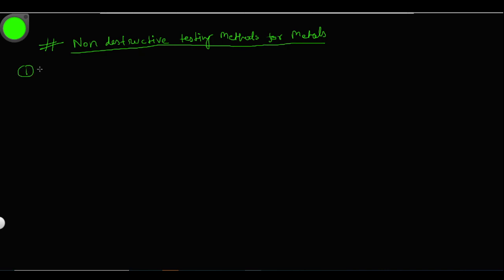Non-destructive testing methods for metals. First one is the magnetic particle method.